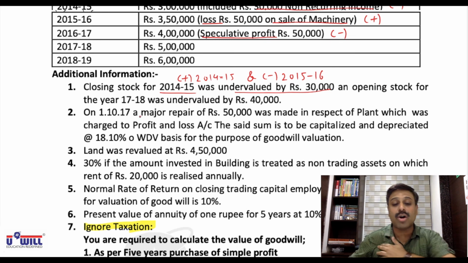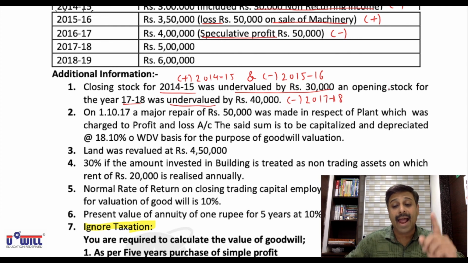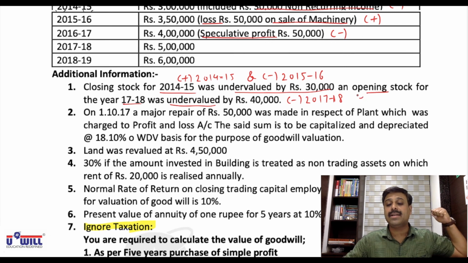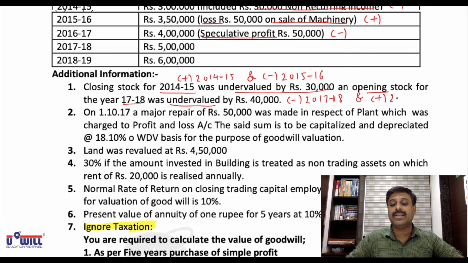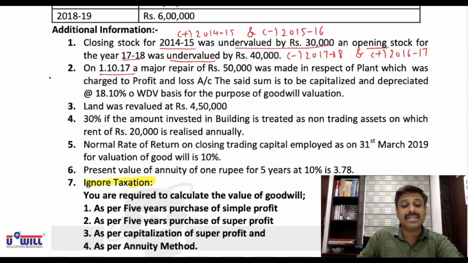Same way, opening stock for the year 17 to 18 was undervalued. Opposite effect, closing stock undervalued will be plus. So opening stock undervalued we will minus in 2017 to 18. And opening stock of that year will be the closing stock of previous year. Previous year means you will plus in 2016 to 17. Opening stock of 17-18 would be the closing stock of 16 to 17, so in that year you will plus it. On 1/10/17 means it will affect the year 17 to 18.